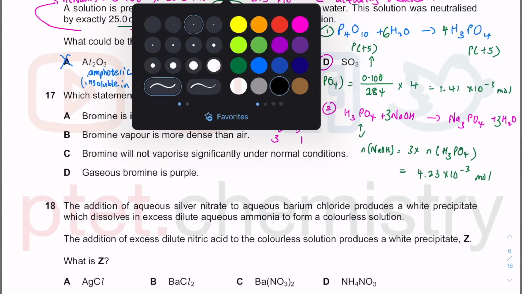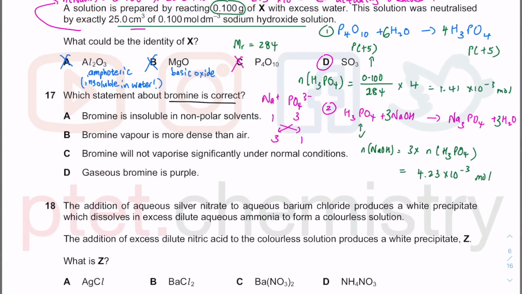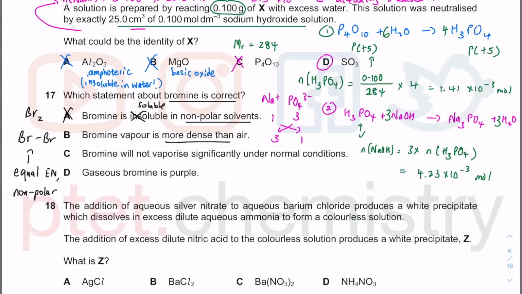Question 17. Which statement about bromine is correct? So bromine is insoluble in nonpolar solvent. That is wrong. It's actually soluble because nonpolar likes to dissolve in nonpolar stuff. As you can see, they are equal electronegativity. Therefore, bromine is nonpolar, nonpolar dissolves nonpolar, polar dissolves polar. So A is wrong.